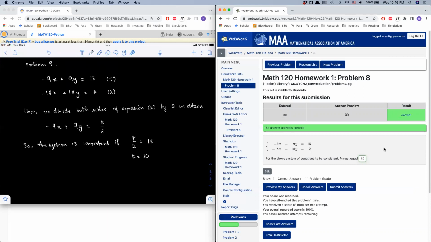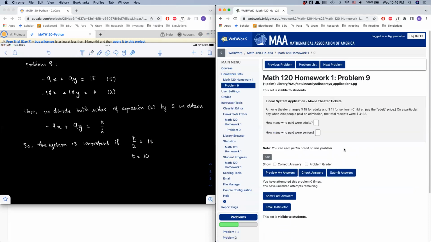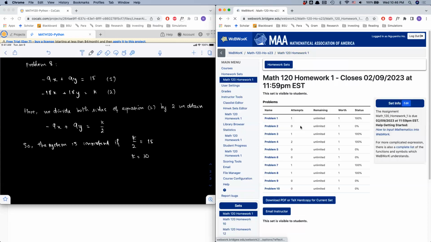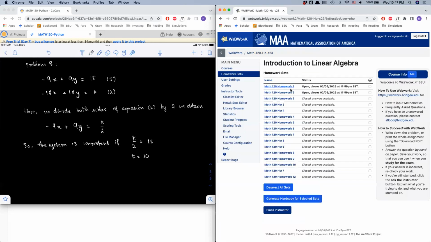Okay, let's move on to problem 9. I did this problem in class as well, so hopefully you get that. It should be very straightforward, but let me know if you have any questions, okay? Now let me move on to problem 10. Similar to problem 9, we did that in class as well. Now we're done with homework 1. Let me move on to homework 2.